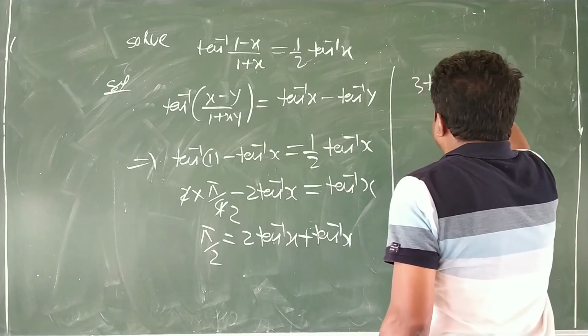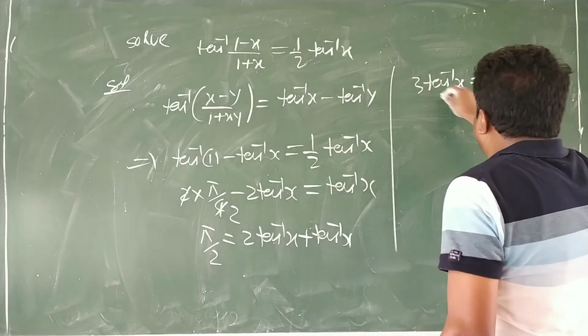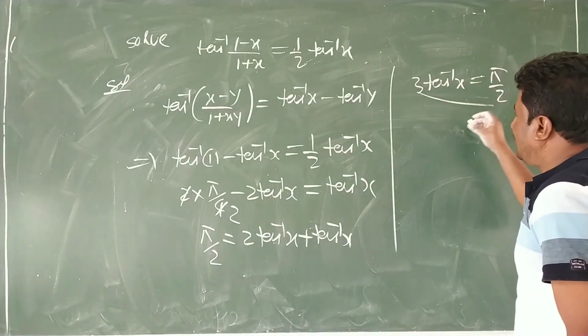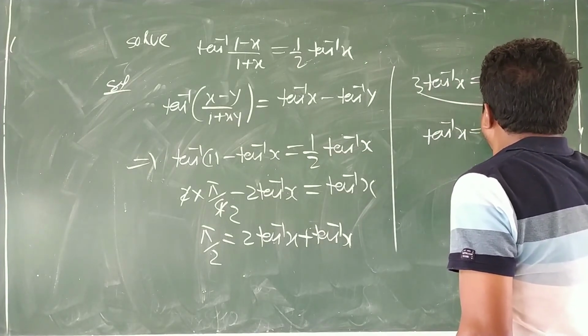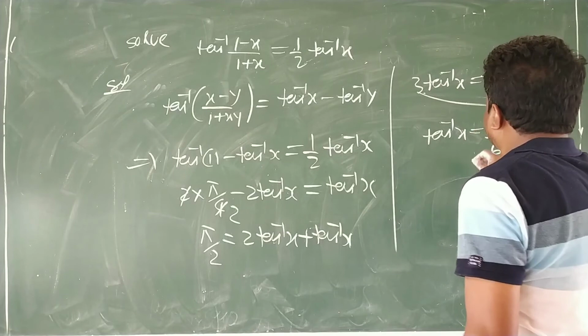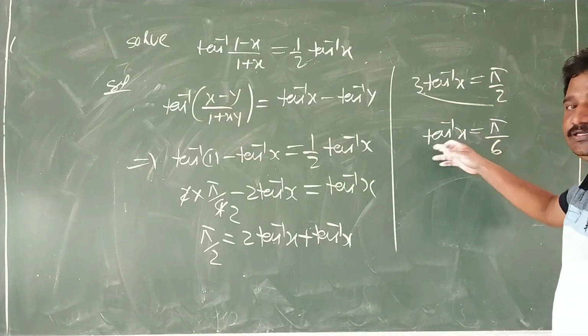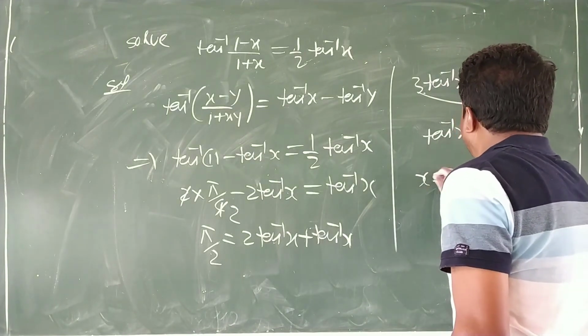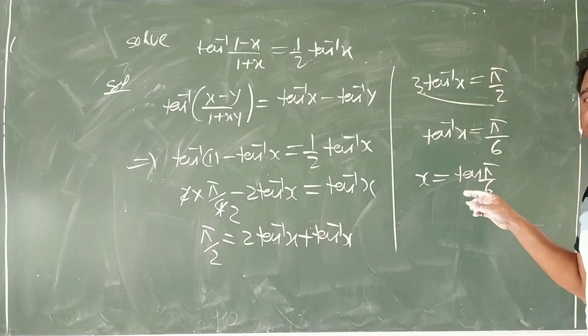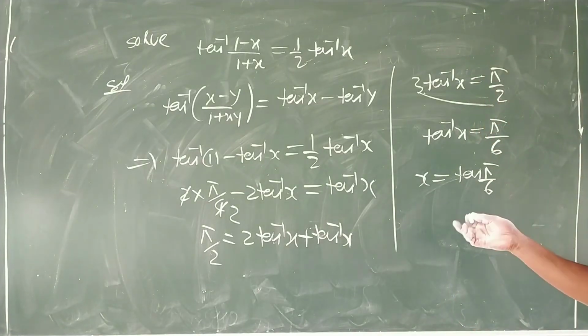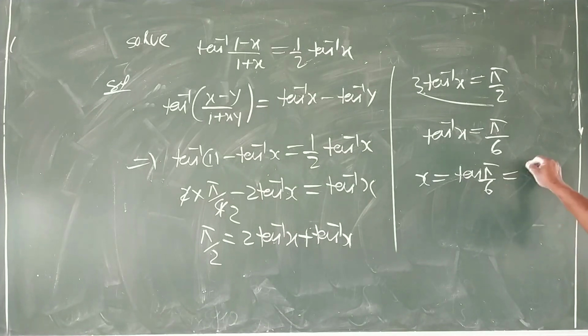3 tan inverse x is equal to pi by 2. Bring this down, cross multiply. Tan inverse x is equal to pi by 6. So x is required, send tan inverse to the right side. X equals tan pi by 6, which is tan 30. Tell me the tan 30 value. Is it root 3 or 1 by root 3? It is 1 by root 3.